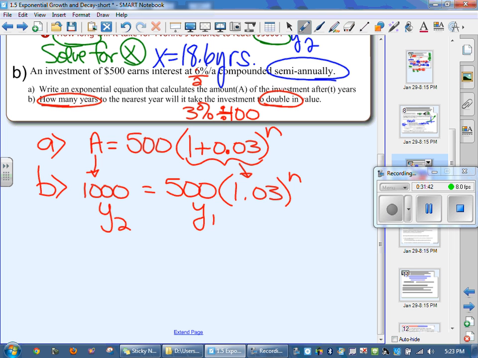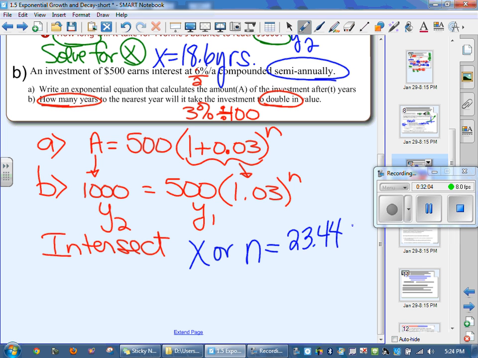Okay, you've got a couple minutes to look at that. You're going to find out that your x value or n value becomes 23.449, and it runs on forever, of course. So we're going to say around 23 to 24 years. Okay, it takes 23 or 24 years at that interest rate to double her money in her account.